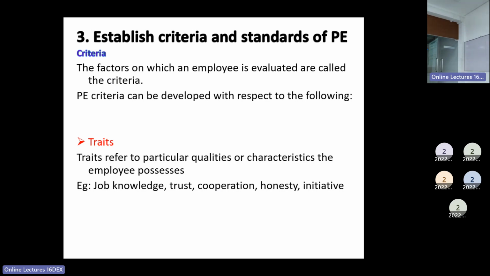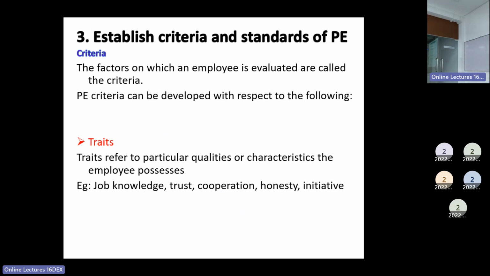Criteria are the factors of evaluation, the variables on which evaluations are made. When it comes to establishing criteria, you have to understand that there are three sets of criteria. There are trait criteria, behavioral criteria, and results criteria. What are trait criteria? Trait refers to particular qualities or characteristics of the employee. There are several characteristics of employees which make an impact on the level of performance. For example, job knowledge makes an impact on the level of performance. You can assume that those who have good job knowledge will perform better.